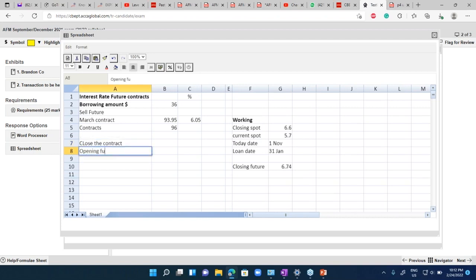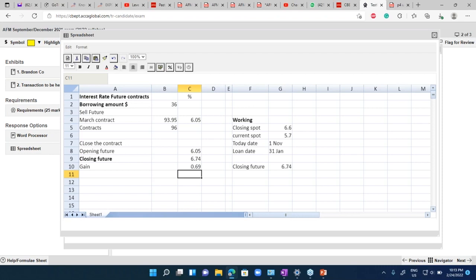Opening future is 6.05. Closing future is 6.74. So you have locked your position that you will be paying 6.05. Now interest rate moves to 6.74. So gain will be 0.69. So convert this into ticks.